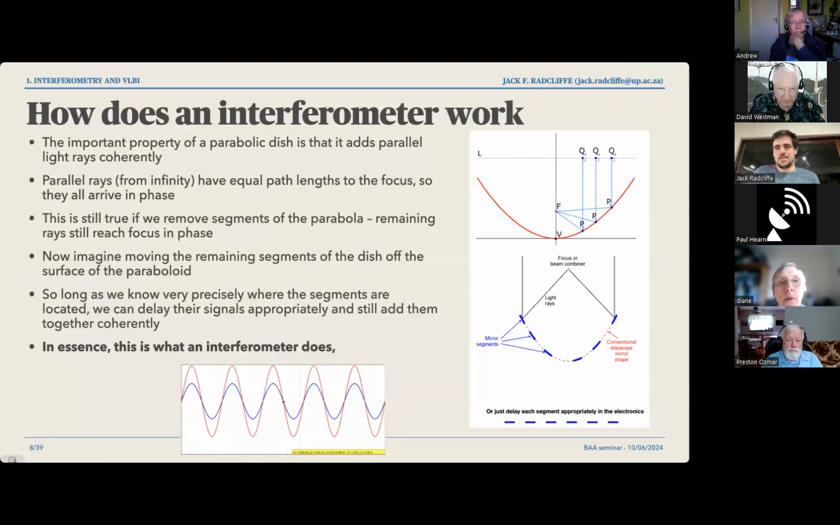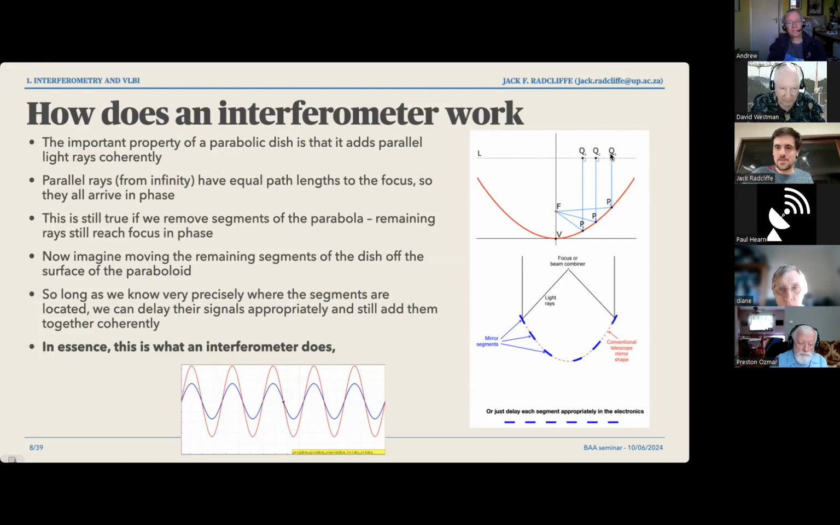So how does an interferometer work? I always think of it in this way, even though it is not technically true and the maths isn't true for this. Conceptually, it's the only way that I think of it. If you take a parabolic dish, the idea is that if you've got waves that come in from infinity, as you can assume most of the things you're looking at are, then as the waves hit the dish, shaped like a parabola, they will always hit the focal point in phase.